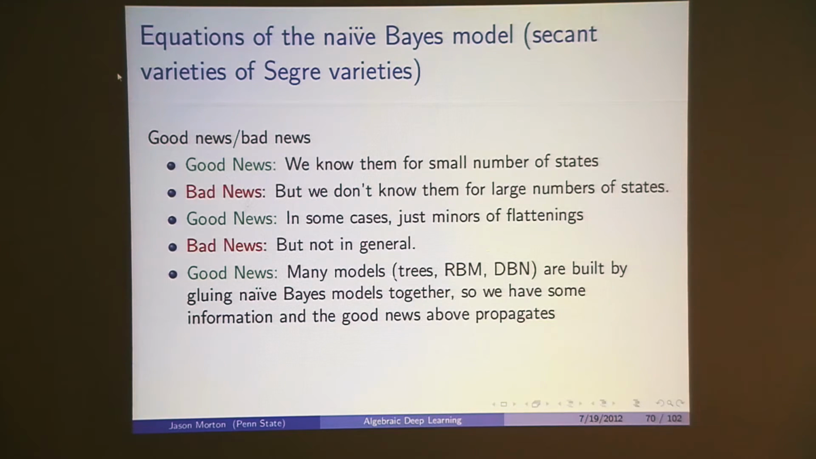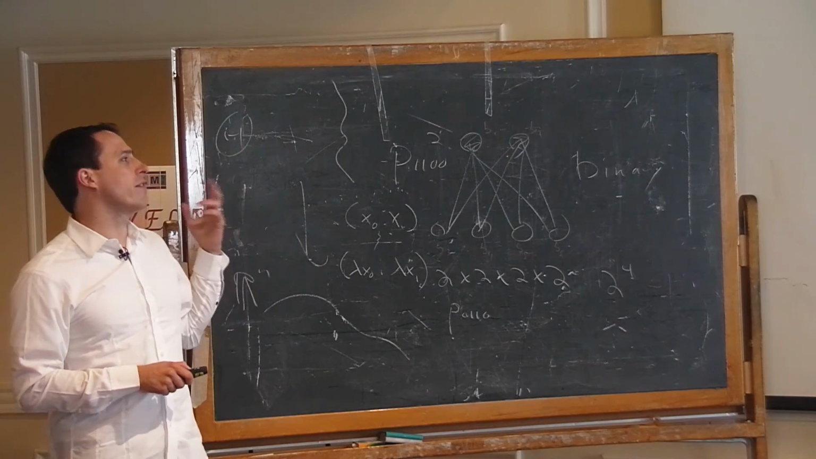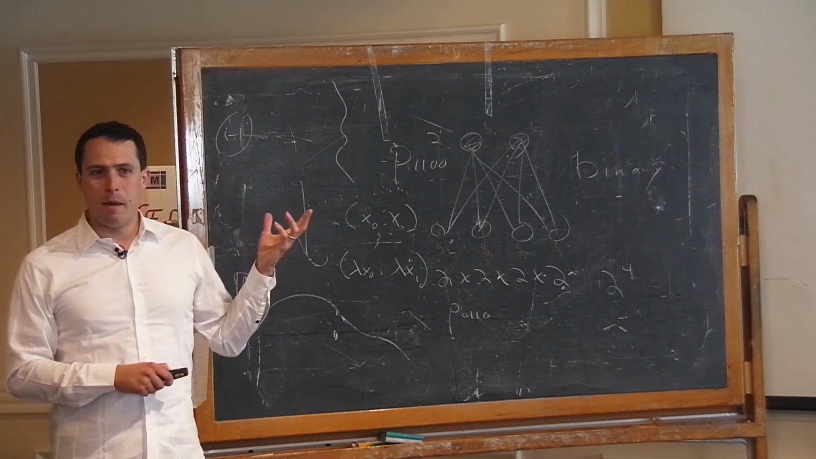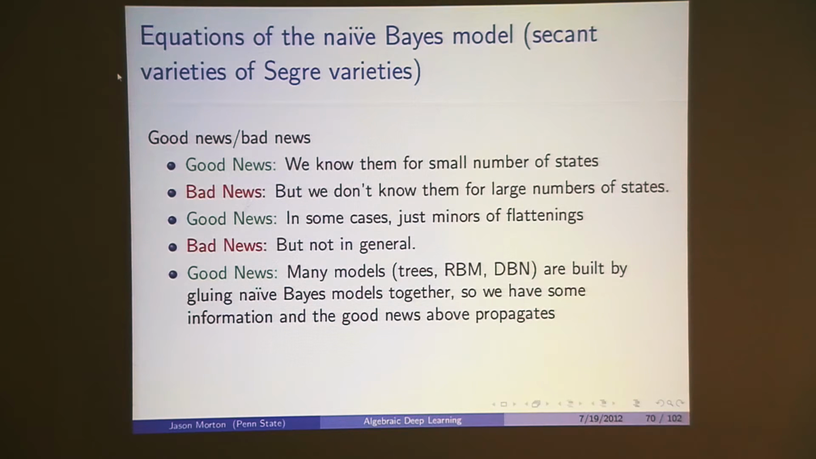Okay, so good news is that many different models, tree models, restricted Boltzmann machines, deep belief networks, you can think about them as gluing naive Bayes models together in this way that I talked about in the beginning. I could take tensor products of things. I can take compositions of things. I can glue these models together. So we have some information, in some cases very good information, like in trees. And the good news that we have above propagates to our understanding of larger models. And the bad news is that the bad news also propagates.